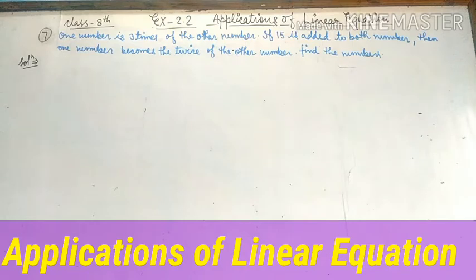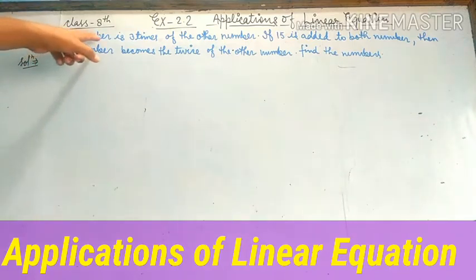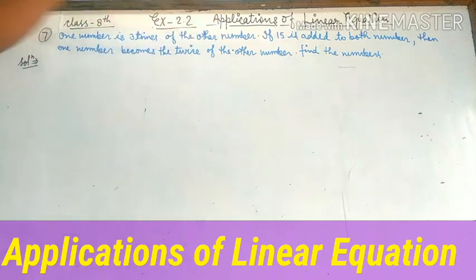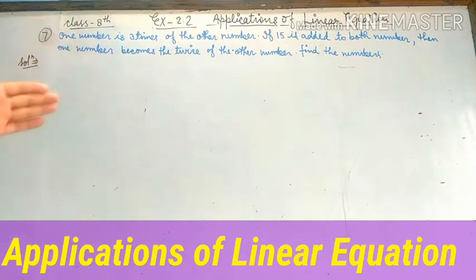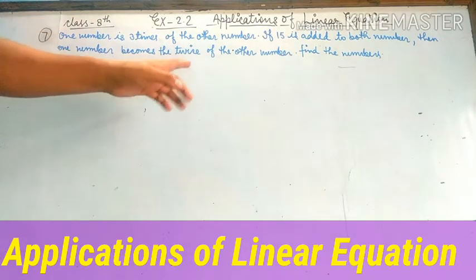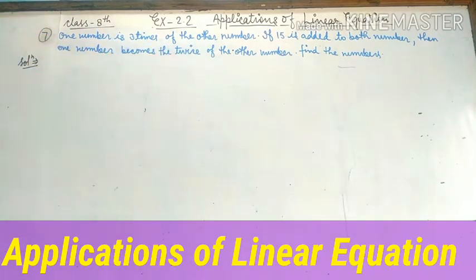In the previous video you have studied till question number 6. On the screen you are seeing: one number is 3 times the other number, meaning there are two numbers. If 15 is added to both numbers, then one number becomes twice the other number. Twice means double. Then find the numbers.